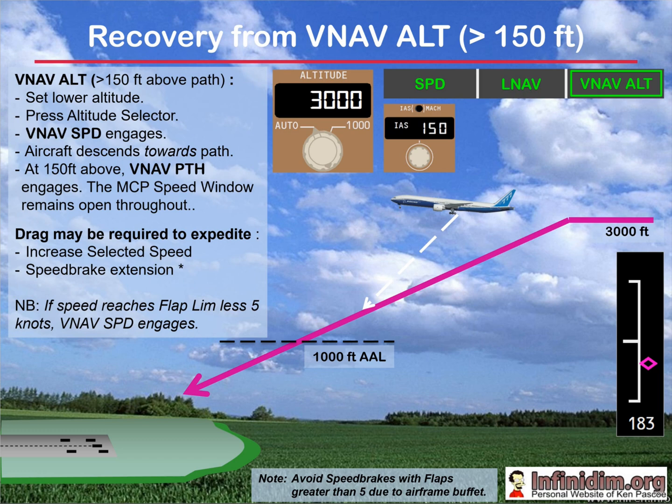We'll reset the MCP altitude selector and push it just the once. This time VNAV speed engages and the aircraft descends towards path at the MCP selected speed and eventually idle thrust. Note the aircraft remains at the MCP selected speed and does not accelerate to capture path more quickly. Depending on altitude and configuration, some speed brake might be beneficial to expedite the VNAV path capture. The speed window remains open throughout, and eventually at 150 feet above the path, VNAV path engages.